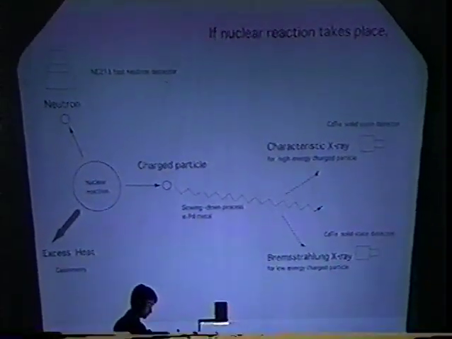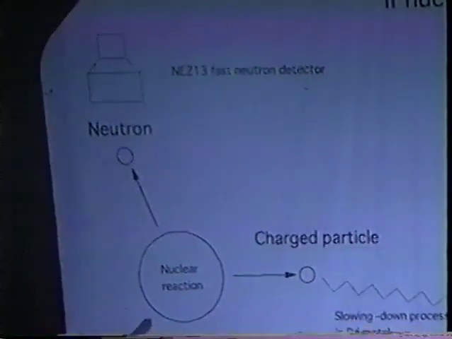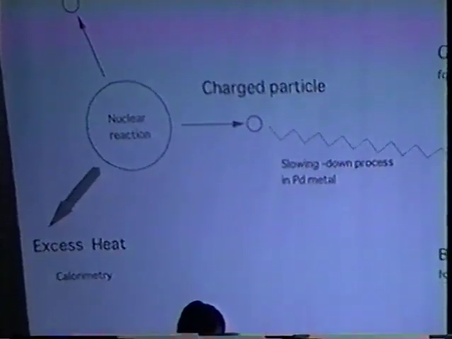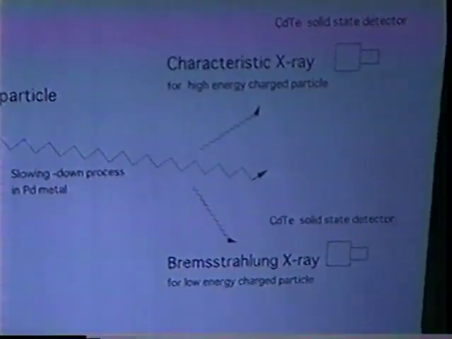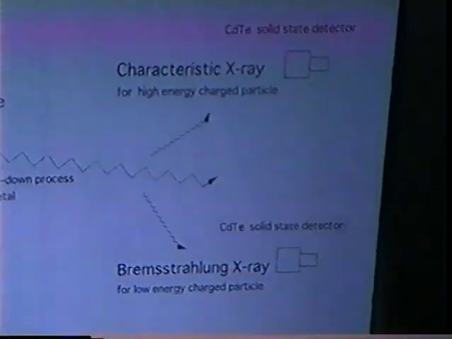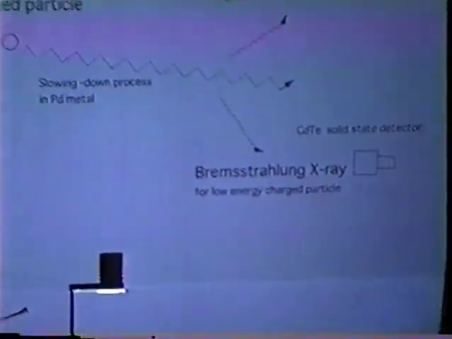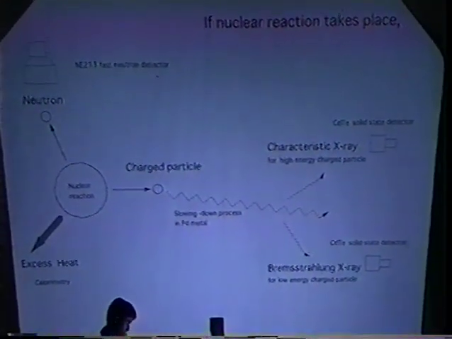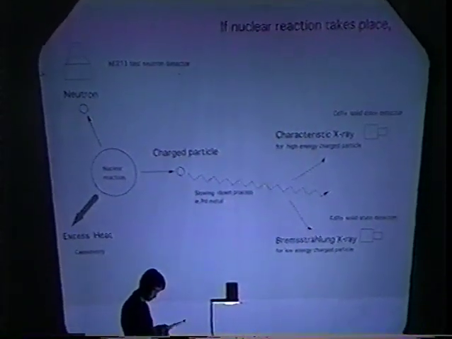If nuclear reaction takes place in solid, high energy charged particle emissions, neutron emissions, and excess heat are usually expected. In that sense, the charged particle is difficult to detect because of attenuation in solid, water, and so on. But emissions of characteristic X-rays and bremsstrahlung X-rays will be caused by slowing down of the charged particle in material. Most of these emissions will be characteristic X-rays. Charged particles can be detected indirectly by the detection of characteristic X-rays.